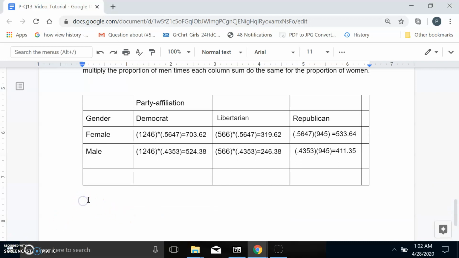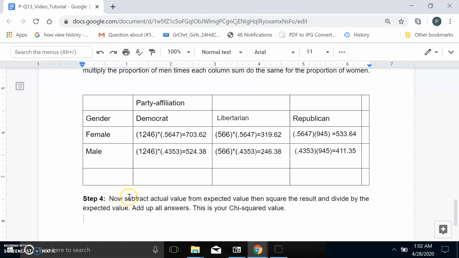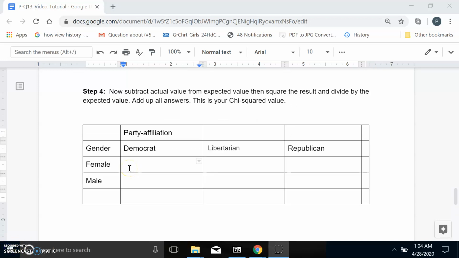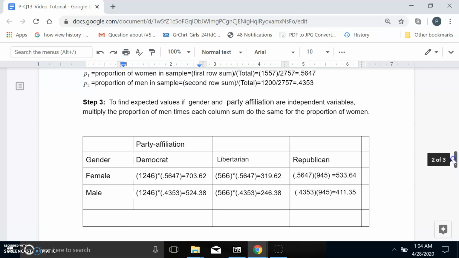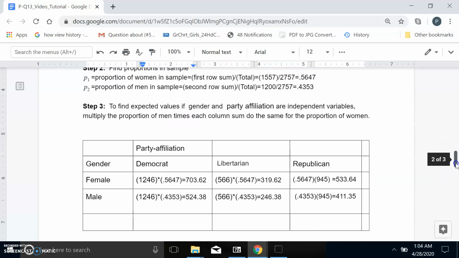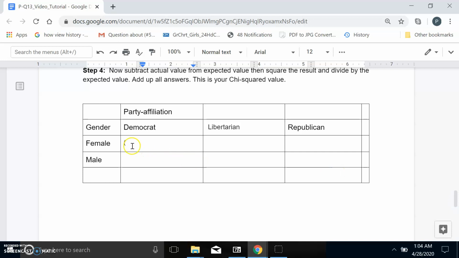Okay, so here's step 4. It says now subtract actual value from expected value, then square the result and divide by the expected value. Add up all answers. This is your chi-squared value. Okay, so let's start doing that. Here's my table. So let's start filling this in. So we're going to have here the actual value. Let's go up to the original table right here. So it's the first one here, it's 762.